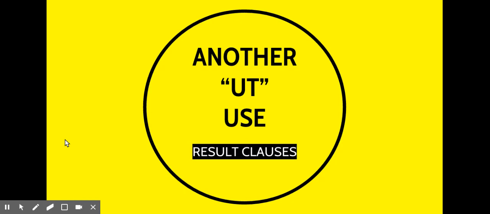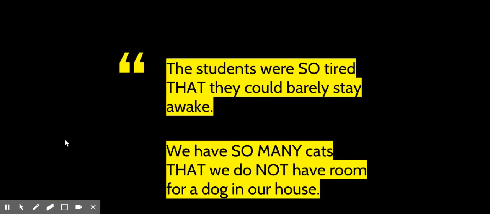So now we're going to use ut in a third way. We're going to use it with something called result clauses. The students were so tired that they could barely stay awake. We have so many cats that we do not have room for a dog in our house. In a result clause, then, you can see this relationship between the dependent clause and the independent clause. The indicative verb, the independent clause, happens as a result of the subjunctive part at the beginning of the sentence. The students were so tired.